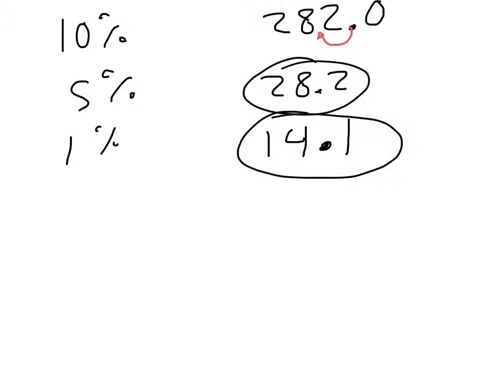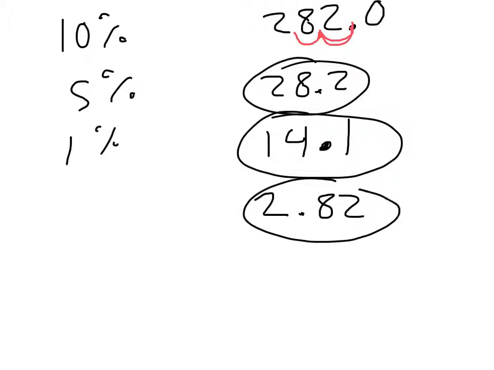And then 1%, you can follow a similar rule as 10%. It's like 1/100th of something is 1% of it. So you could divide by 100, or you could move the decimal place over 2 place values. So 1% in this example, my lobsters would be 2.82 lobsters.